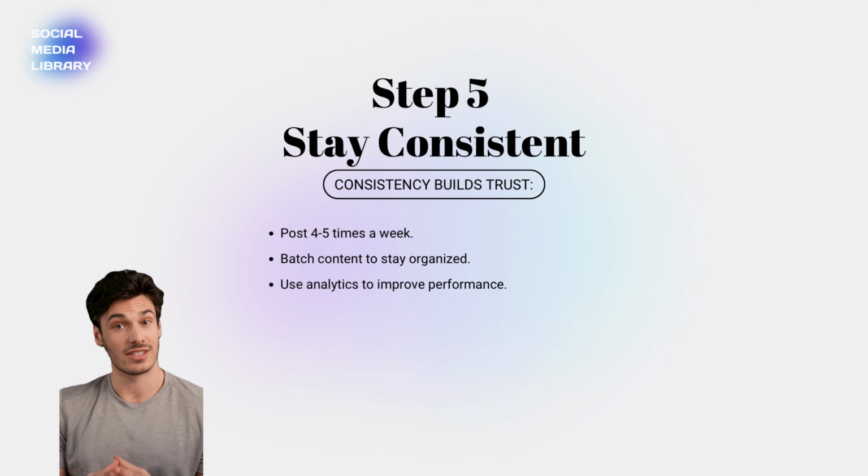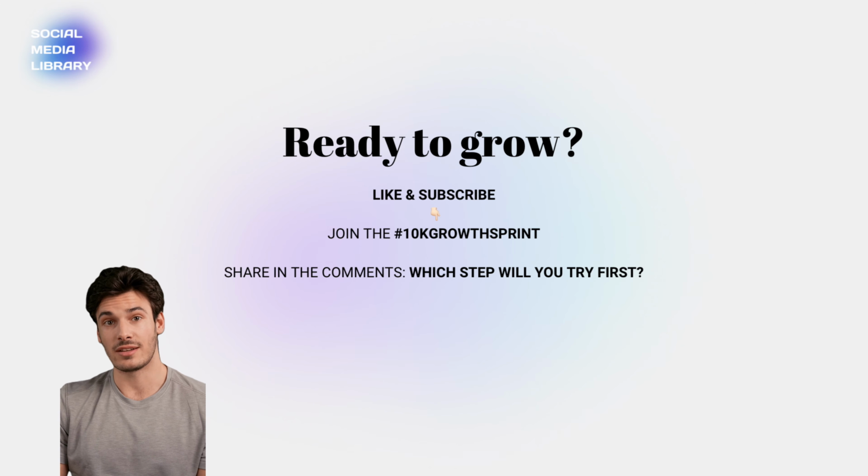The final step is consistency. To build trust and retain your audience, you need a regular posting schedule. Aim to post 4 or 5 times a week. Create content batches to stay ahead of schedule. Use analytics to refine what works best for your audience. That's it. 5 simple steps to skyrocket your social media growth in 2025.